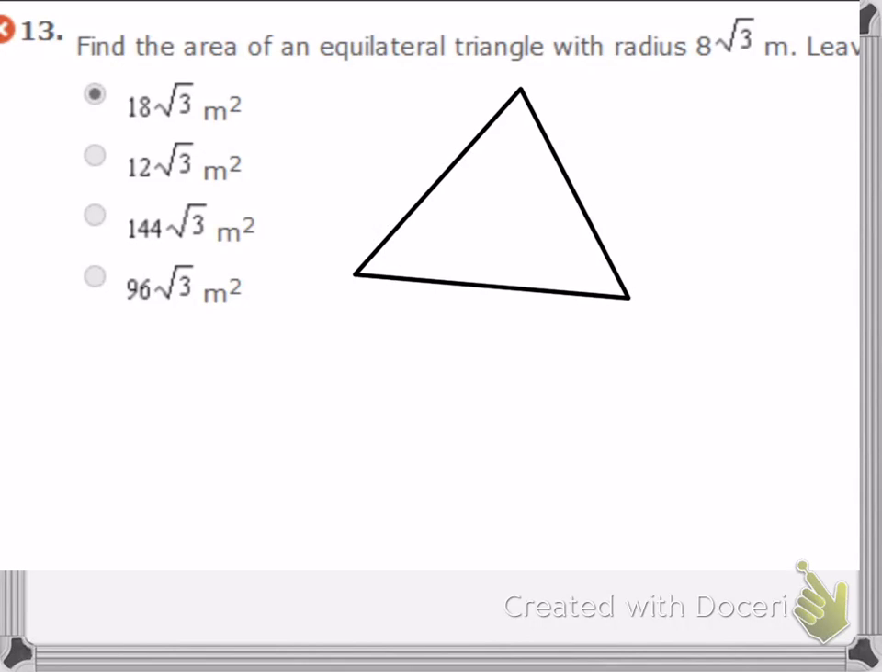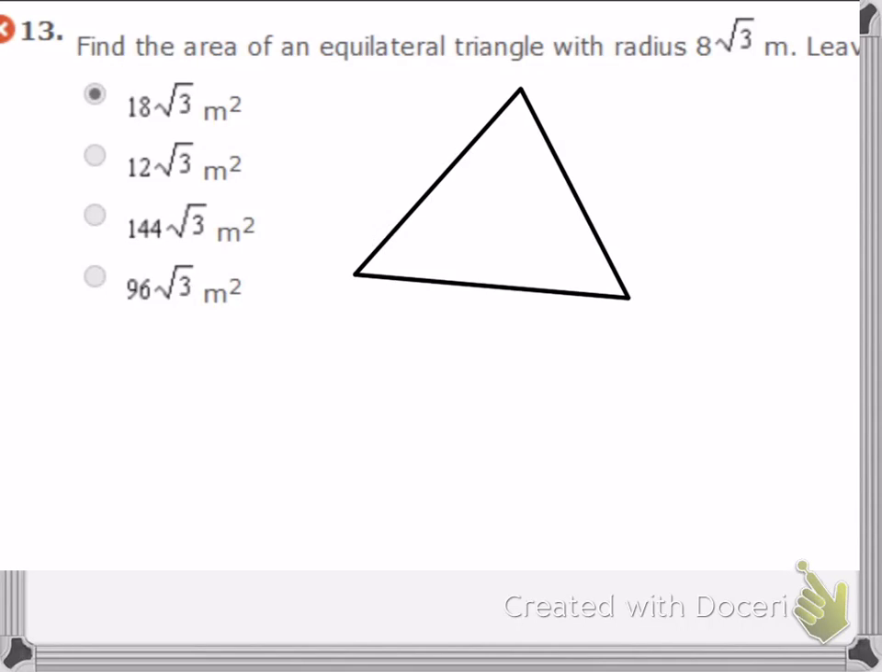It says find the area of an equilateral triangle with a radius value of 8 times the square root of 3 meters. Leave your answer in radical form. Okay, now here's what we need to do. First of all, we always want to draw and label the information that's given.